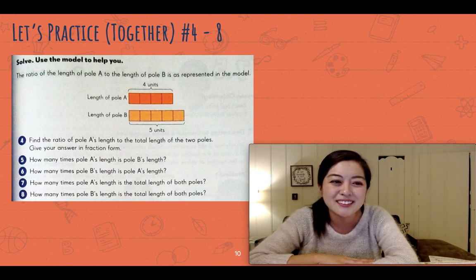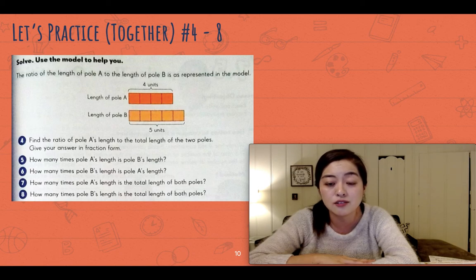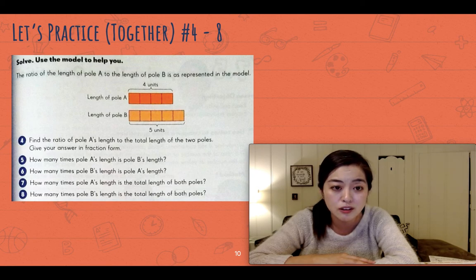Okay, so let's look at the problem. The ratio of the length of pole A to the length of pole B is as represented in the model. The length of pole A is 4 units. The length of pole B is 5 units. Okay, so it looks like pole B is longer than pole A. So number 4, find the ratio of pole A's length to the length of the 2 poles. Okay, so write it in fraction form.